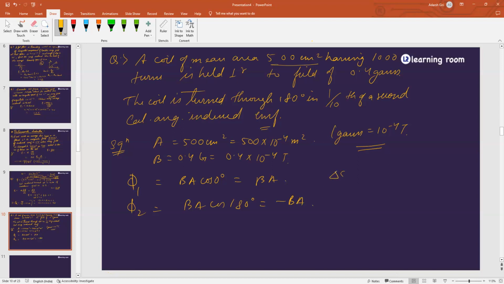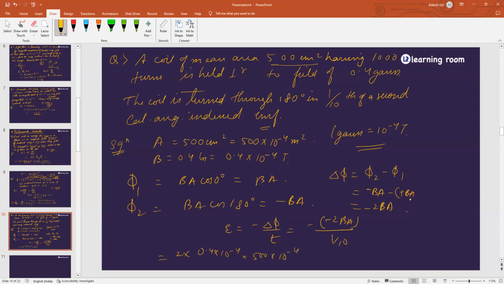So that will be minus BA because cos of 180 is minus 1. So what is change in flux? Delta phi, phi 2 minus phi 1. That will be minus BA minus of plus BA, that will be minus of 2BA. EMF is minus delta phi upon t. So minus of minus 2BA upon time, that is 1 by 10. So it will be 2 into B. What is the value of B? 0.4 into 10 to the power minus 4. Area is 500 into 10 to the power minus 4, divided by 1 by 10. So this 10 goes up.